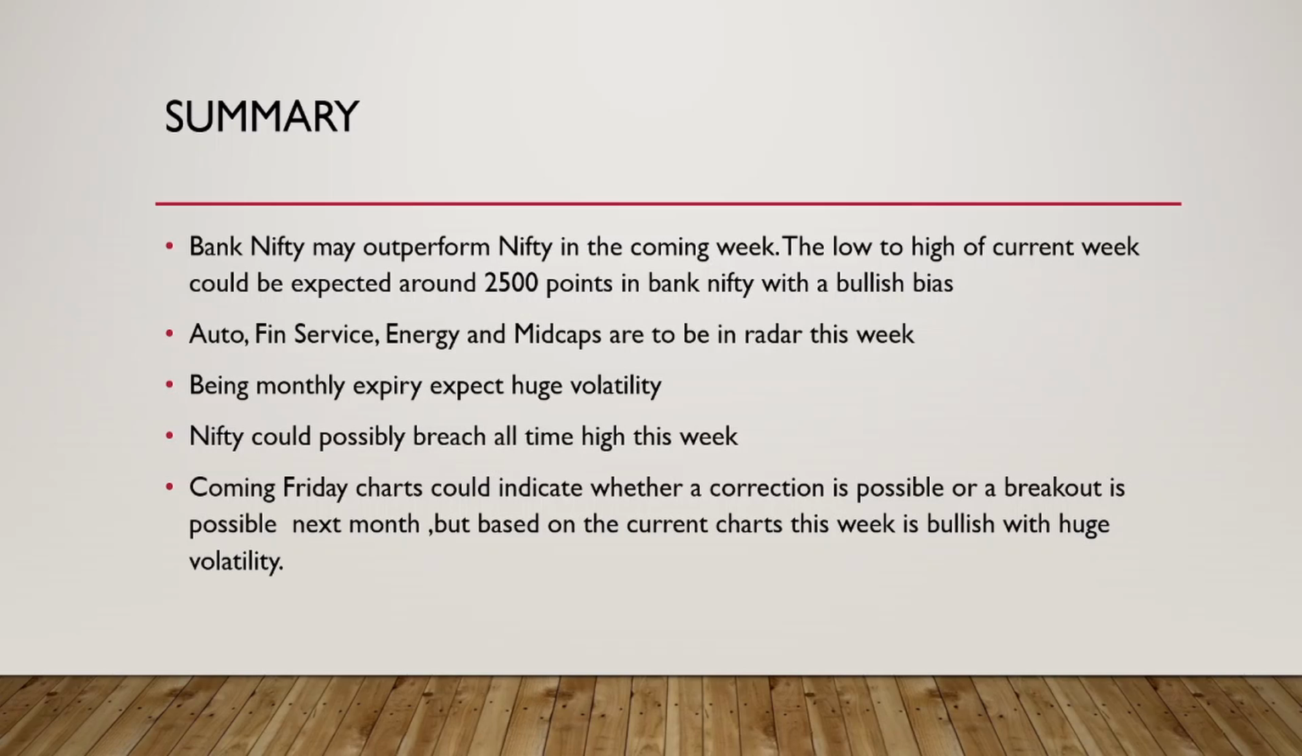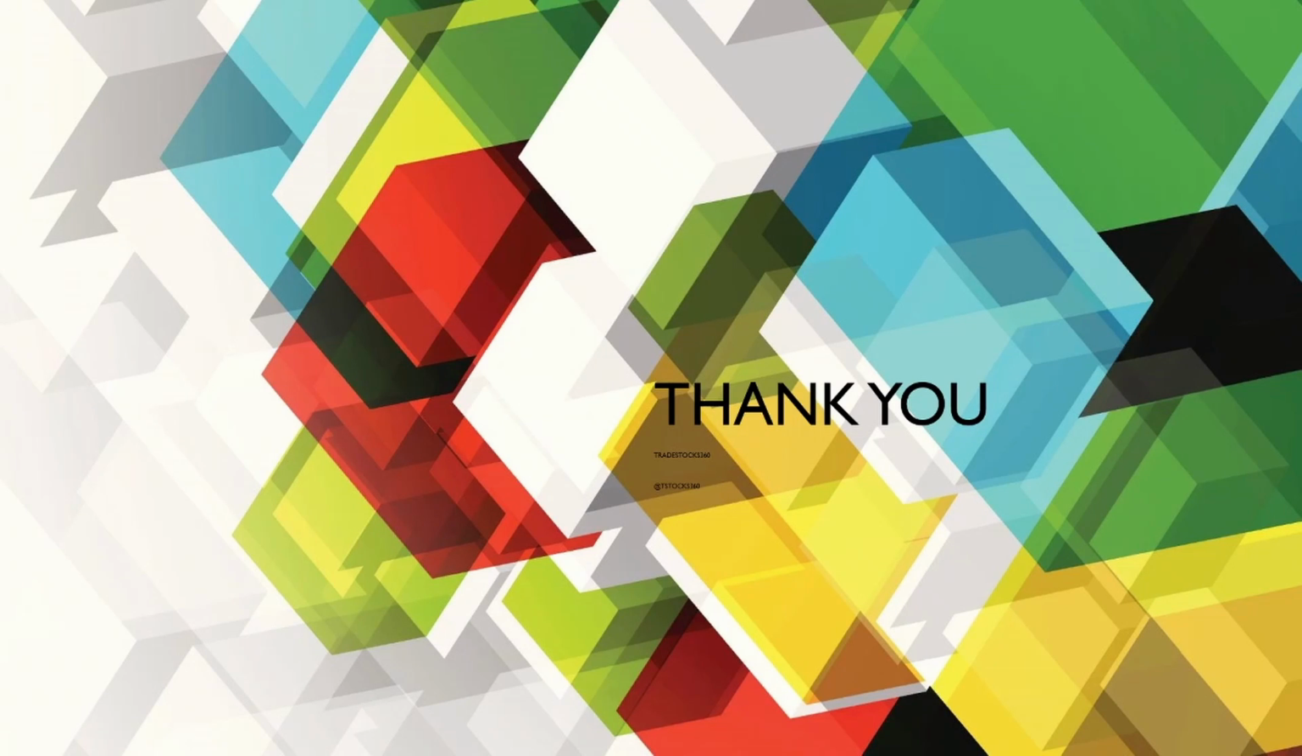Nifty could possibly breach the all-time high this week. Coming Friday, the day after the expiry, the Friday charts can indicate how the month of June will perform, whether a breakout or a breakdown is possible. But ideally, based on last week's chart, there is a high possibility of a breakout in June, and June could be a bullish month. That's what we are able to tell now, but let us wait for the expiry and we'll come to a conclusion.